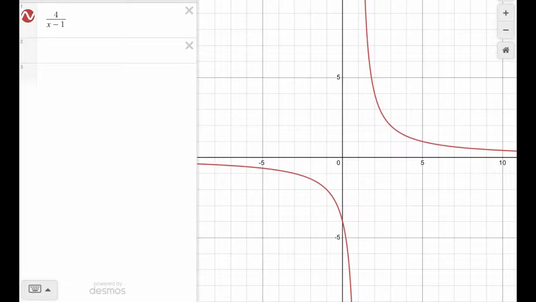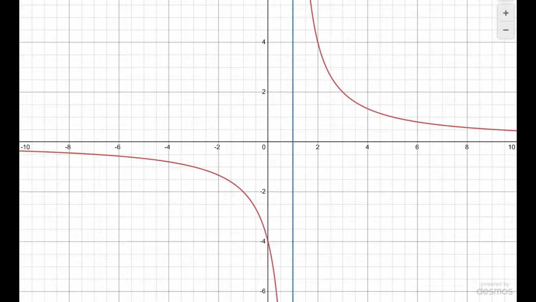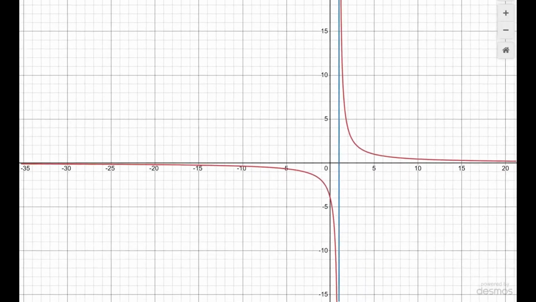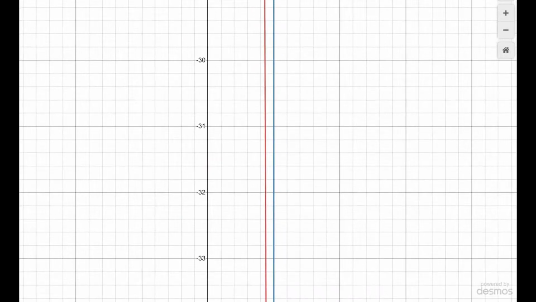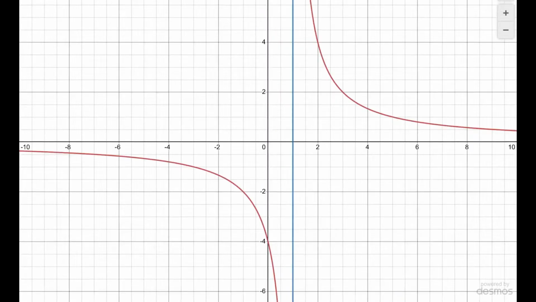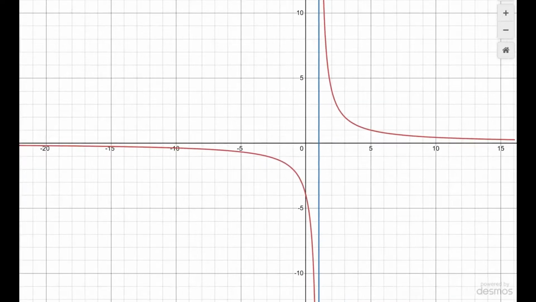Just to show that we are doing the correct thing, this is our function over here, y equals 4 divided by x minus 1. If you look at the graph, we said that x equals 1 is a vertical asymptote. Our vertical asymptote is this blue line. Let's see if this is actually a vertical asymptote or not. If you zoom out, you'll see that it actually is indeed a vertical asymptote. If you zoom in, you'll see that the function comes pretty close to the vertical asymptote, but it never touches nor does it cross the vertical asymptote. So in this case, we know that x equals 1 is a vertical asymptote for that graph. And as you can see, there are no other vertical asymptotes.